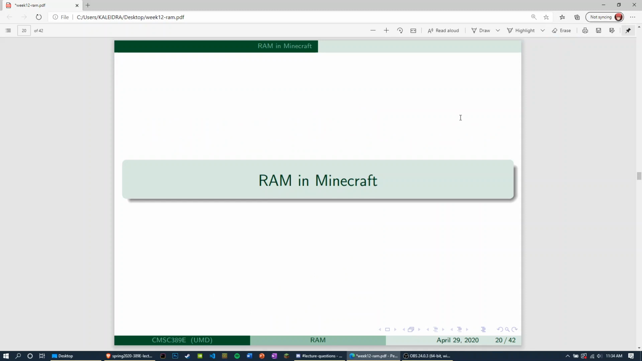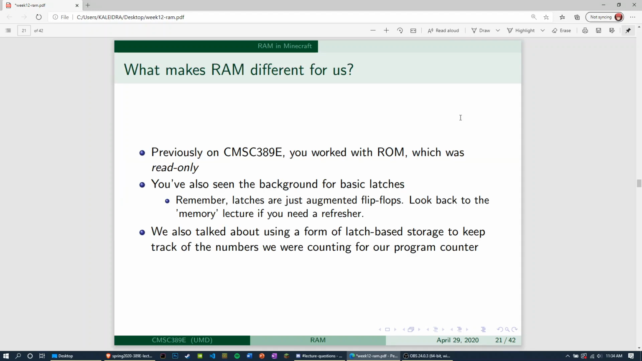Now, we're going to talk about RAM as an idea in Minecraft. This is the exciting stuff, everybody. This is where we're going to bridge the gap between that stuff sitting around in your computer and the cool stuff that we'll be building in this class. So, previously on CMSC389E, you worked with ROM, which was read-only. You've also seen the background for basic latches, right? And remember, latches are just flip-flops that we add a little bit of special stuff to, just to make them a little easier to read and write from and enable, right? So look back to the memory lecture if you need a refresher.